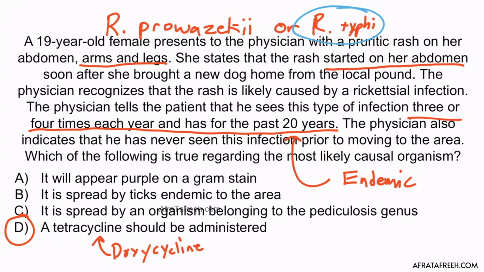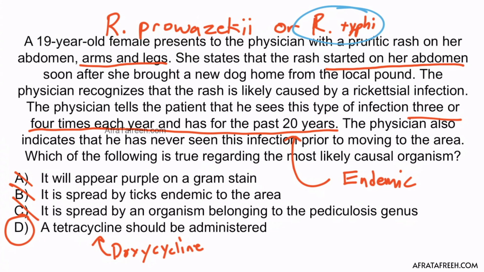Now, choice A is wrong because this bacteria does not gram stain well, since it's an obligate intracellular organism. That's why you need the Weil-Felix test or Rickettsia stains to diagnose this. Now, choice B is wrong because Rickettsia typhi is spread by fleas. Remember the flea Foon? Ticks, on the other hand, spread Rickettsia rickettsii, which causes Rocky Mountain spotted fever, not endemic typhus.